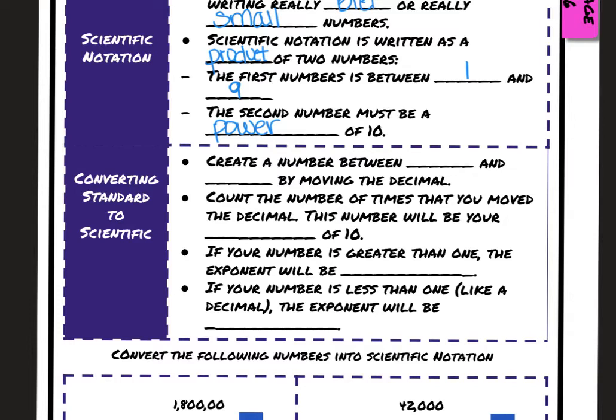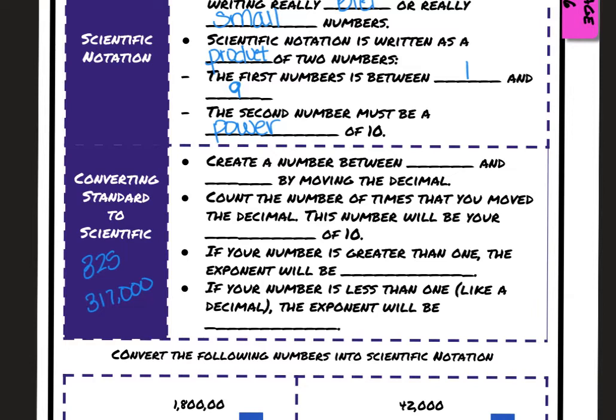Standard notation is just the way that you see numbers. So for example, you could see 325, that's standard. 3,117 is standard. Pretty much any way that you write a number is going to be the standard notation. So we're going to take that standard notation and create a scientific notation.